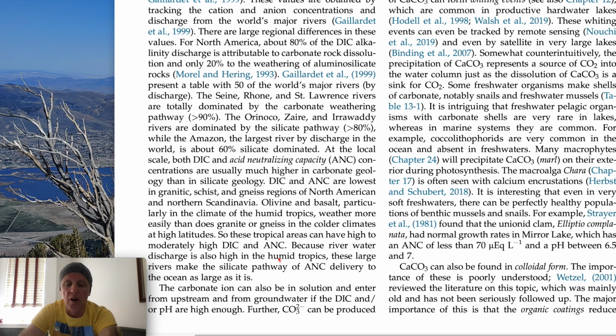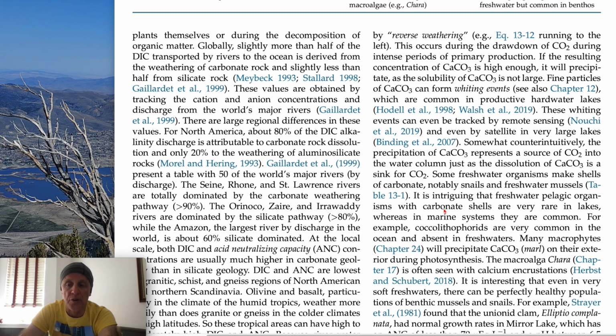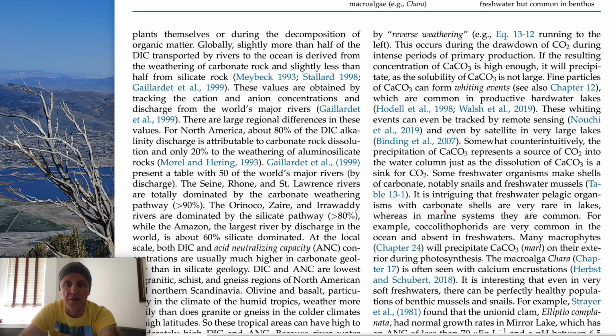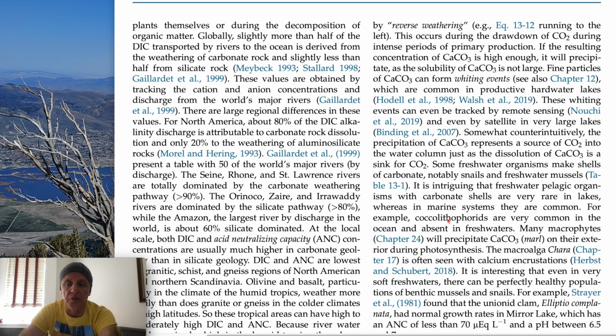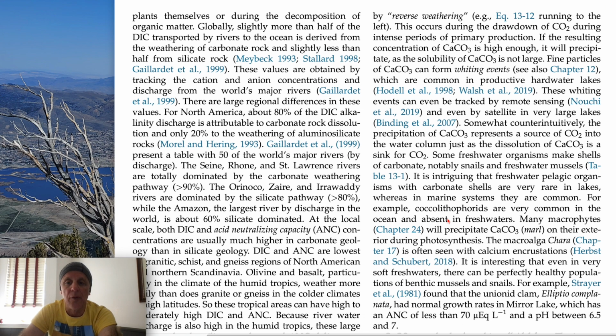The carbonate ion can also be in solution and enter from upstream and from groundwater if the dissolved inorganic carbon, or DIC, and or the pH are high enough. Further, carbonate can be produced by reverse weathering, for example, equation 13-12. This occurs during the drawdown of CO2 during intense periods of primary production. If the resulting concentration of calcium carbonate is high enough, it will precipitate as the solubility of calcium carbonate is not large. Fine particles of calcium carbonate can form whiting events, which are common in productive hard water lakes.